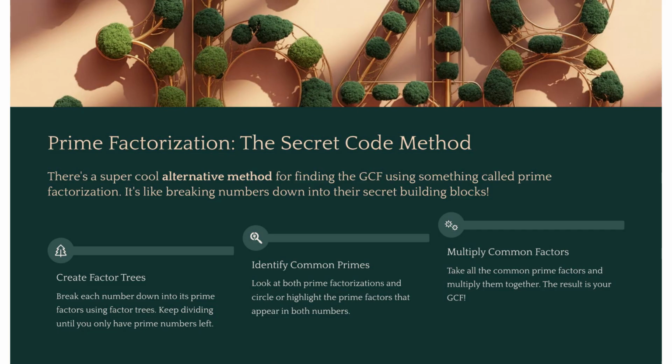For larger numbers, listing all the factors can be slow. A faster way to find the GCF is using prime factorization. You break down each number into its prime factors using a factor tree. Then you look at the list of primes and identify all the primes that both numbers share. Multiplying those common prime factors together gives you the GCF.